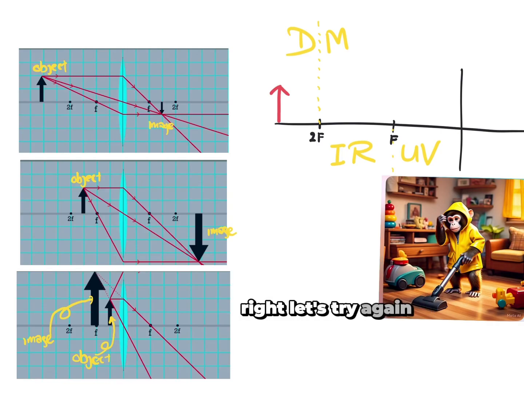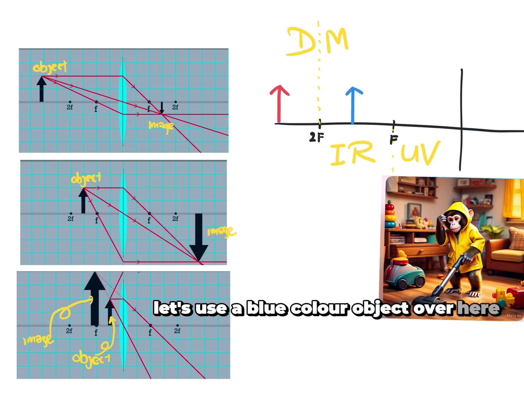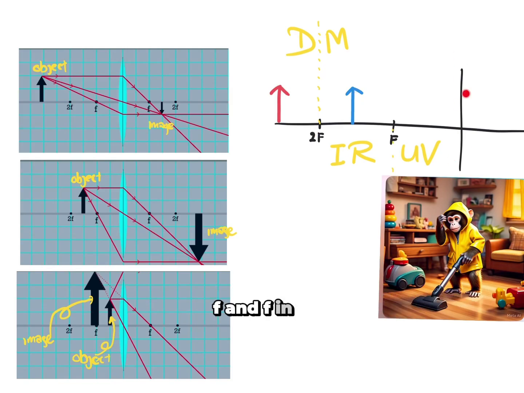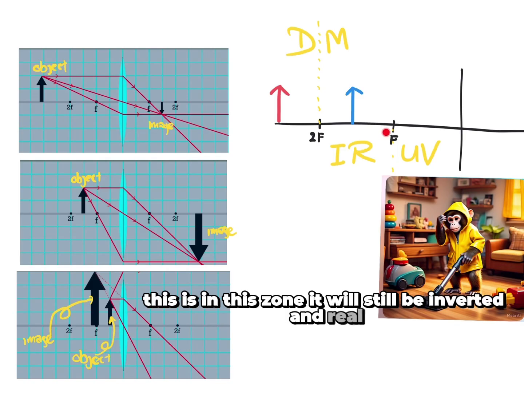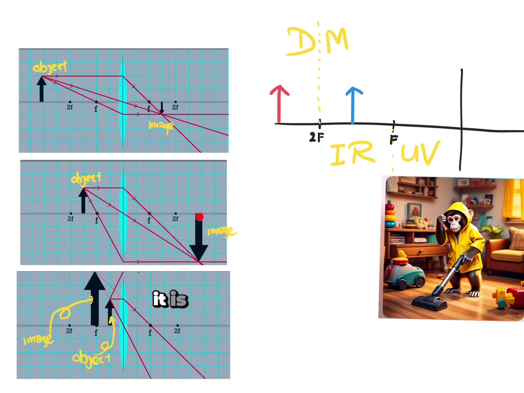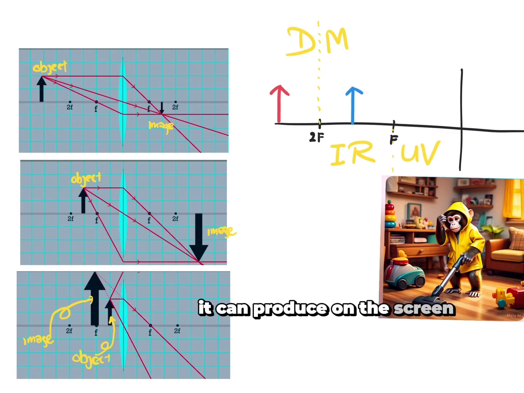Right? Let's try again. Let's use a blue color object over here. If my object, which is in blue over here, is in this region between 2f and f in front of my lens, on the left side of my lens, what would my image be? My image would be magnified because it's in this zone. It will still be inverted and real because it's in this zone. And we see, hey, right? It is magnified, it is inverted, and it's still real, right? My light rays are still meeting here, it can be produced on the screen.